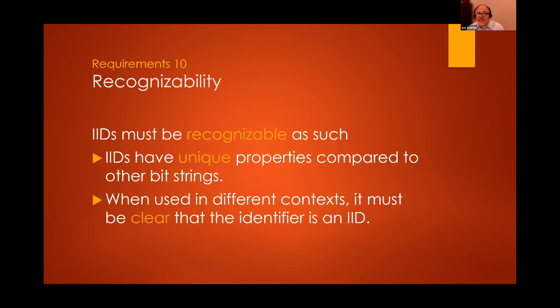Requirement 10, recognizability. IIDs had to be recognizable as such. They have unique properties compared to other bit strings, strings of bits. So when they are used in different contexts, we want it to be clear that the identifier is an IID. One of the things that happen when you look at Bitcoin transactions or Ethereum transactions is that identifiers can get all bundled up in a very compact form, so that they could be concisely recorded on chain. But we wanted to make sure that we weren't losing the bits because they weren't well labeled or weren't self-describing.